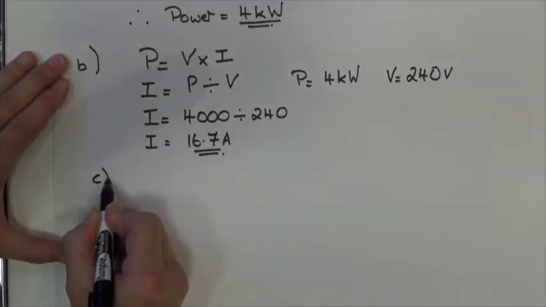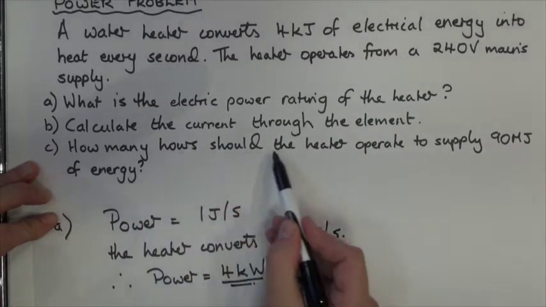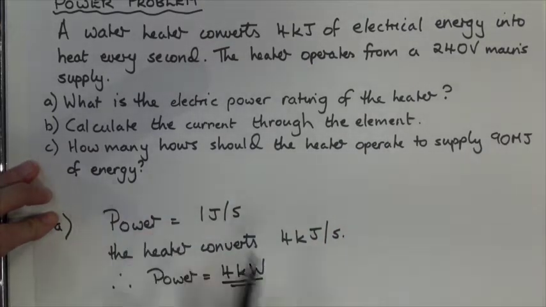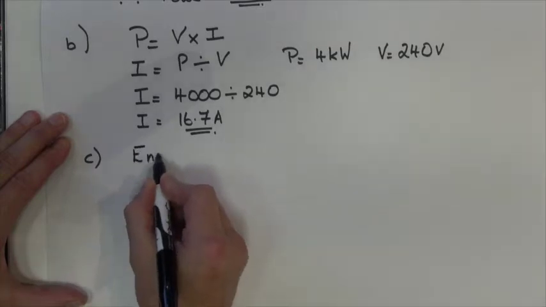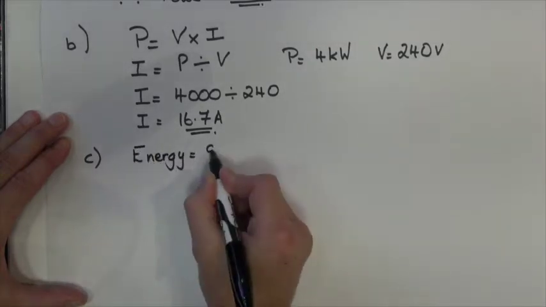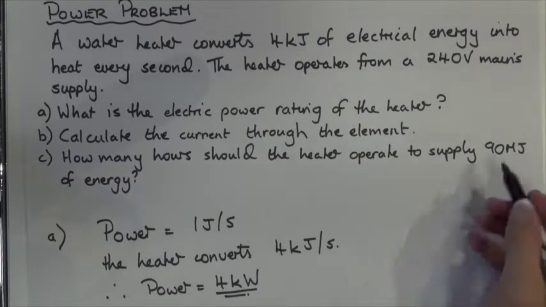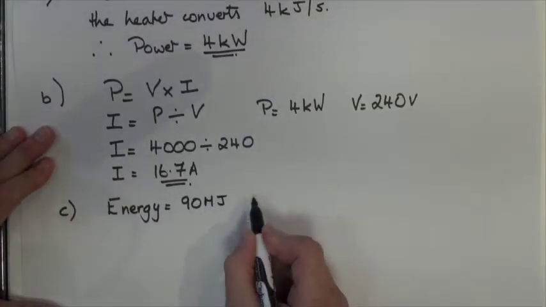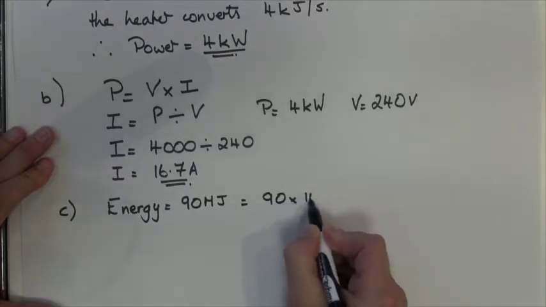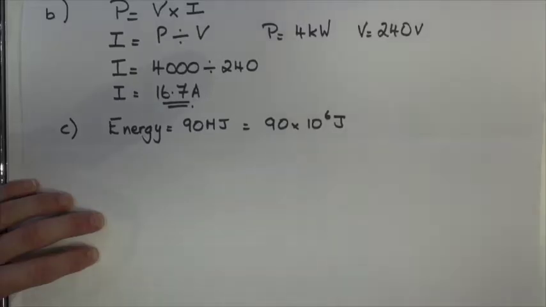Okay, finally let's have a look at solution C. For solution C, I've got to calculate how many hours the heater should operate to supply 90 megajoules of energy. So first off, let's convert the energy. Now we know we've got 90 megajoules, as it states here. So I need to convert megajoules into joules. So 90 mega is 90 times 10 to the 6 joules of energy.